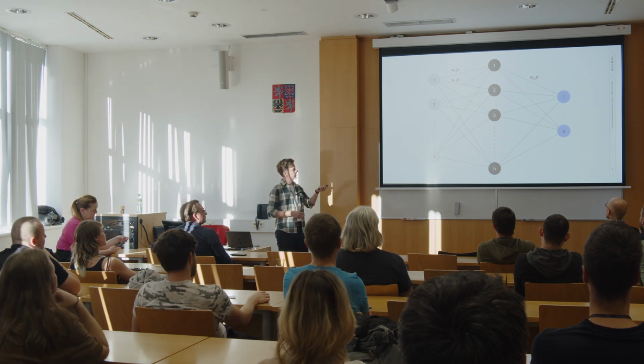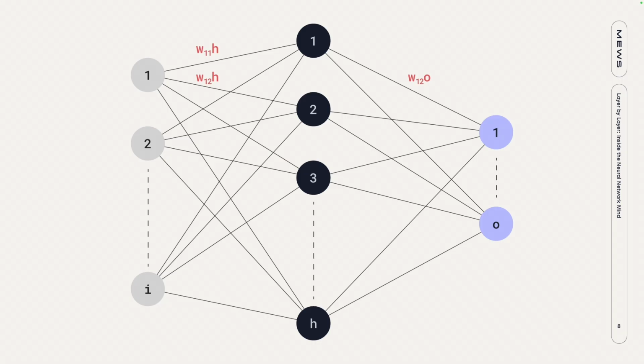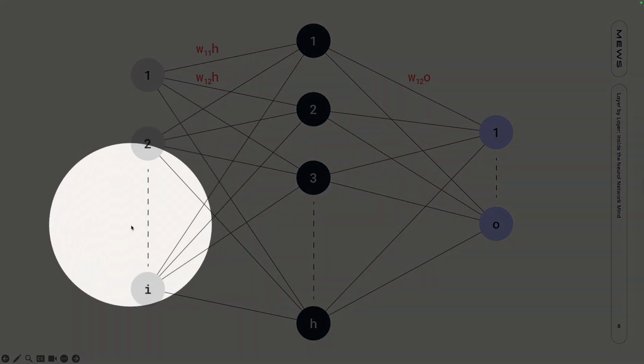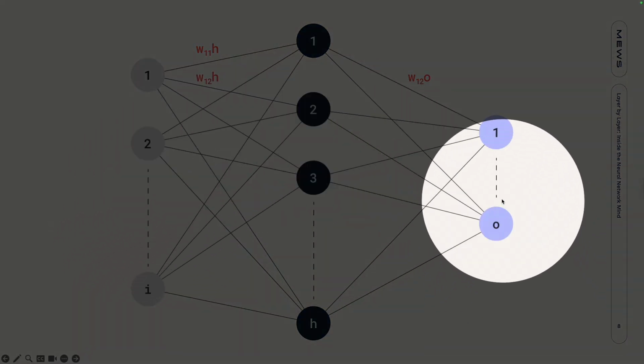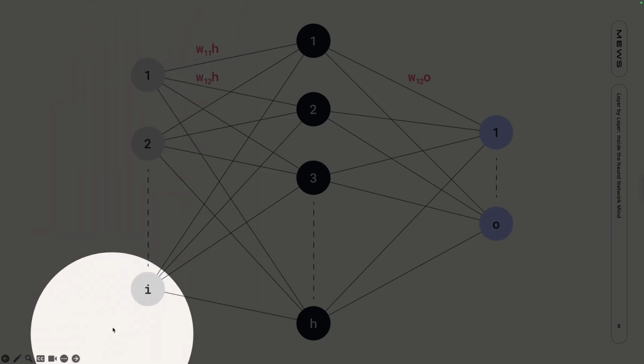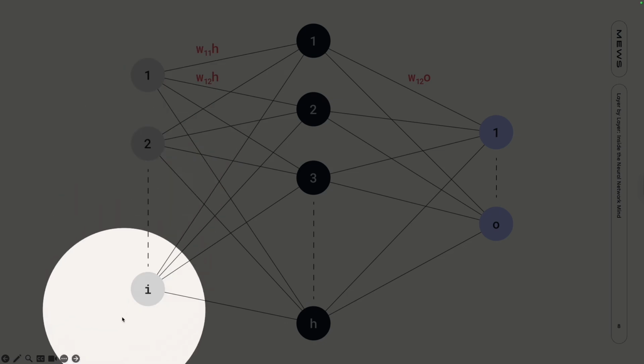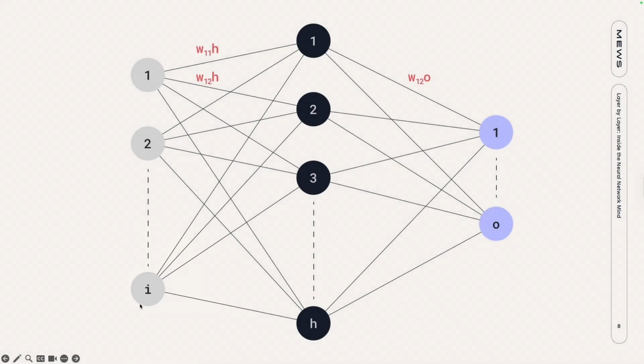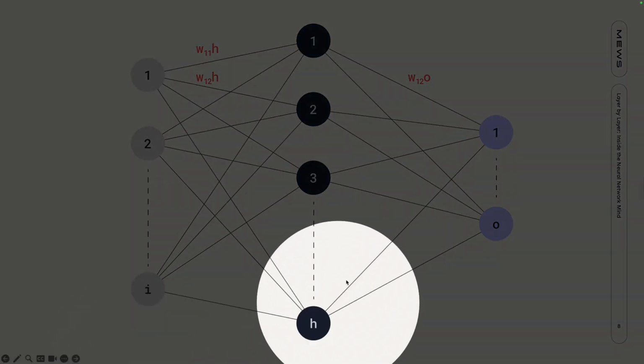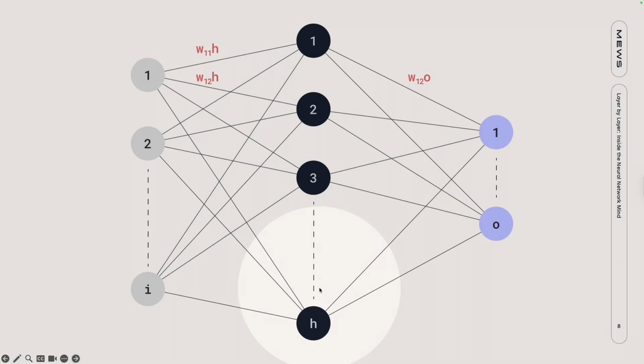Now, let me briefly explain those three different colors. In general, the signal is transmitted from the left-hand side to the right-hand side. The first layer, the gray one, is the so-called input layer. This is where the input data is received. Depending on the domain of the input data, we need to set the number of neurons accordingly.